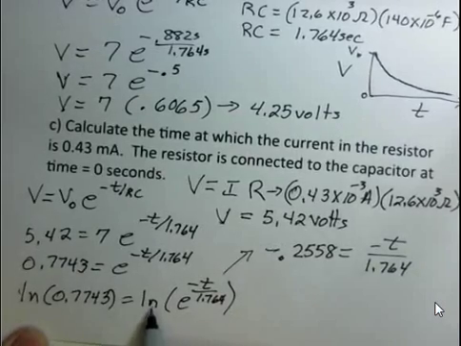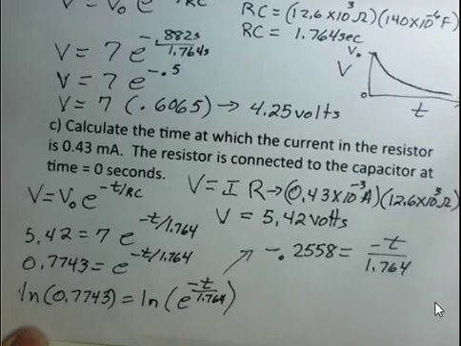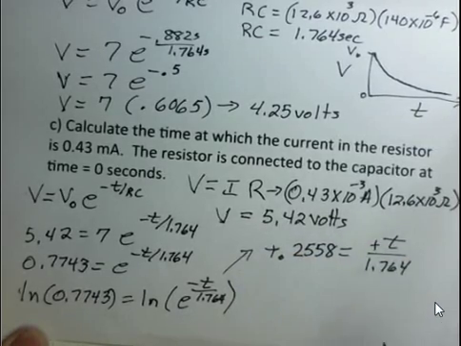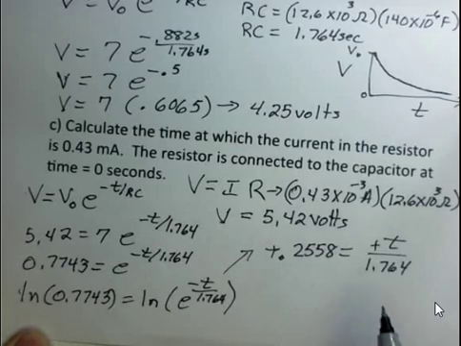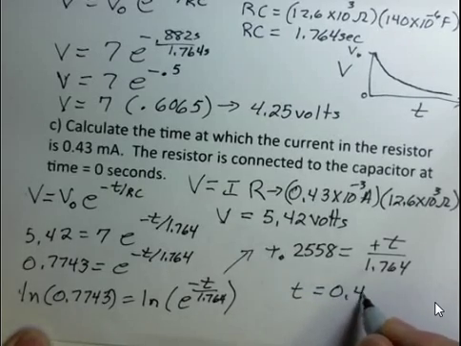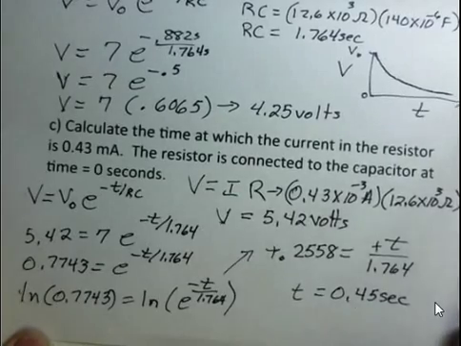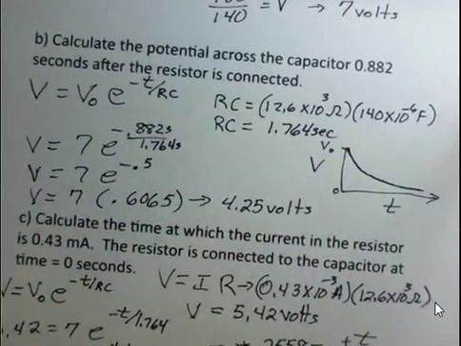Again, the natural log is the inverse function for e to a power. These two functions cancel each other, and we just get the argument of the exponential. The minus signs will cancel, and we multiply both sides by 1.764, and we find that the time is 0.45 seconds. The time is 0.45 seconds. So that's our situation here for our capacitor.